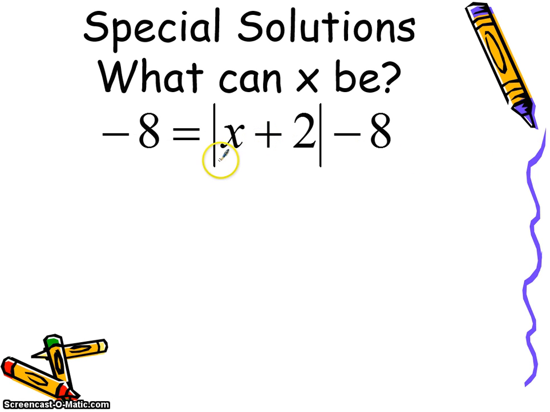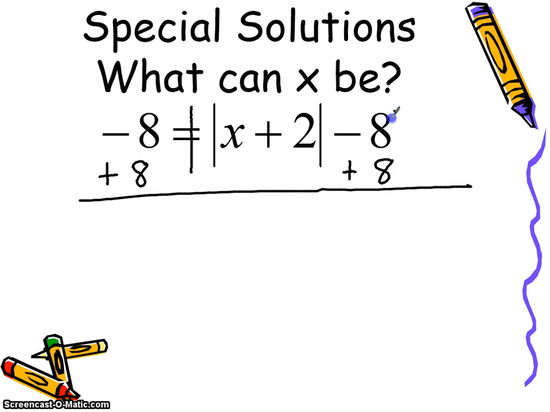Let's look at one more example of one solution. Ask yourself, is the absolute value symbol isolated? The answer is no, because it's subtracting 8 afterwards. So we have to add 8 to each side.